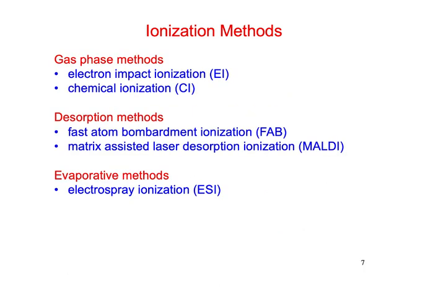Okay, so we are going to go through some different methods. We've already looked at electron ionization, but these first two methods, electron ionization and chemical ionization, are both considered gas phase methods. The next two, fast atom bombardment and matrix-assisted laser desorption, so FAB and MALDI, are called desorption methods. And the last one is an evaporative method, which is electrospray.